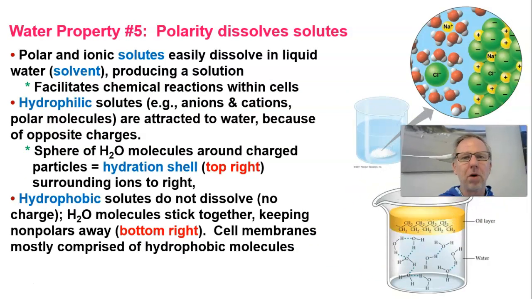And here we are at property number 5. Polarity dissolves solutes. Water and ionic solutes, polar and ionic solutes easily dissolve in liquid water, producing a solution. Let me go over that first statement. A solvent is any liquid in which other chemicals can dissolve. So water is a solvent because there are lots of chemicals that can dissolve in it.